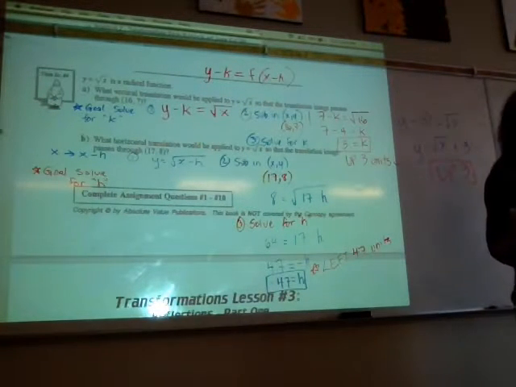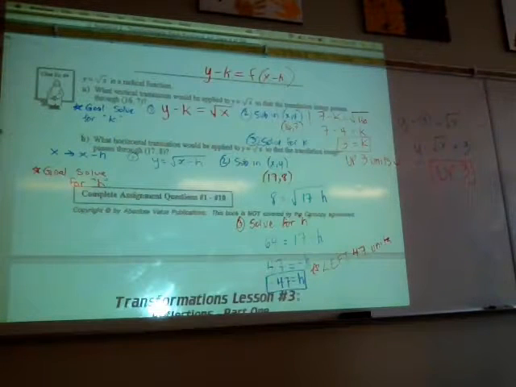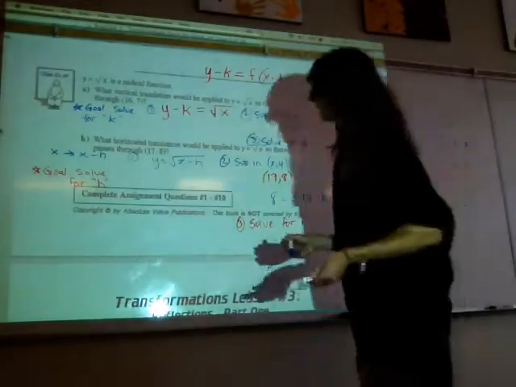Can you also go plus h to the other side? And then minus this? You still got negative 47, right? Yeah, good.